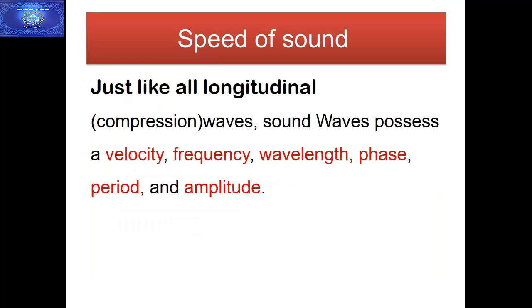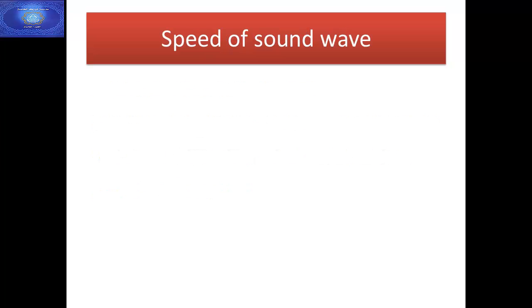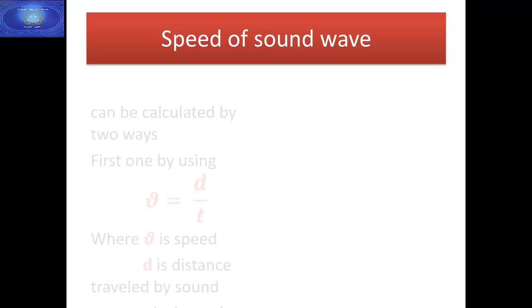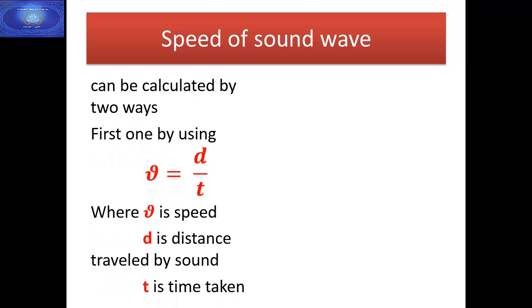Speed of sound. Just like all longitudinal waves, sound waves possess a velocity, frequency, wavelength, phase, period, and amplitude. We will calculate speed of sound in two ways. First way is by using this formula, V equal D over T. V is the speed of sound, D is the distance traveled by the sound, and T is the time taken.